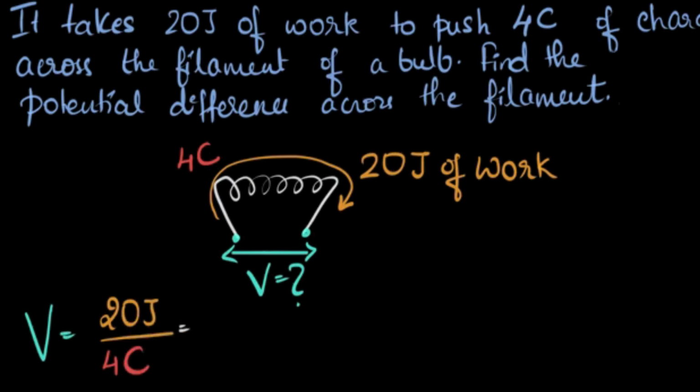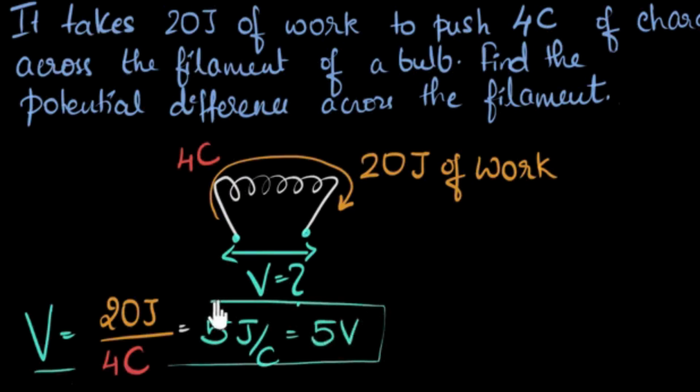Let's use the same color. So 4 goes 5 times, so that'll be 5 joules per coulomb. And joules per coulomb is what we call a volt. And so the potential difference across the filament of the bulb is 5 volts. Again, notice we didn't have to use any formula. All we did is use the definition of voltage or potential difference.